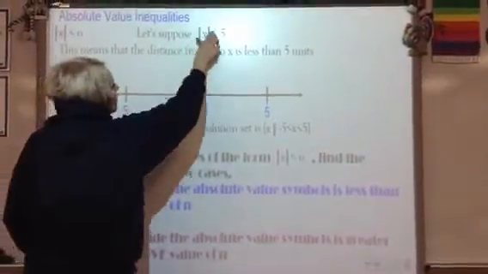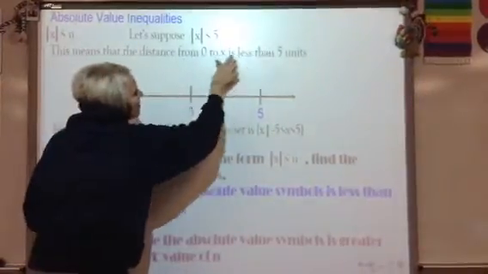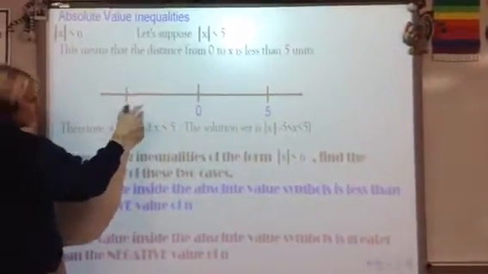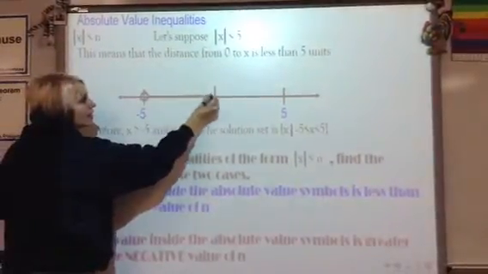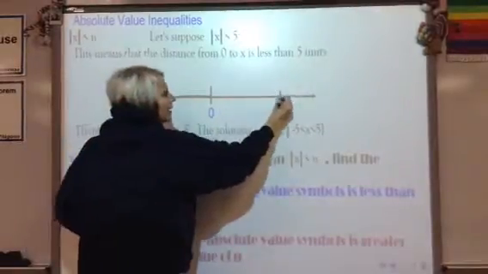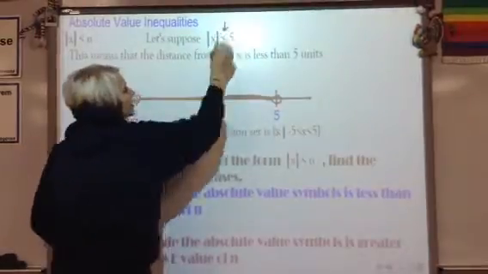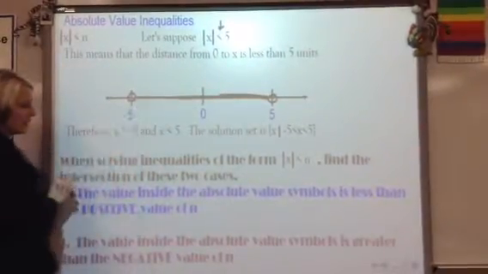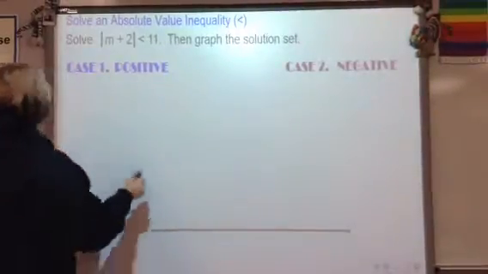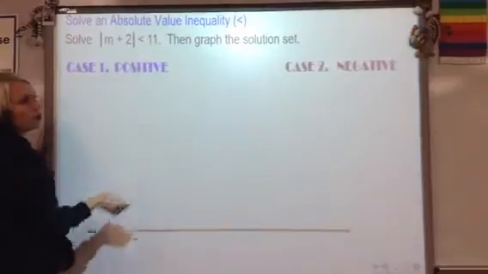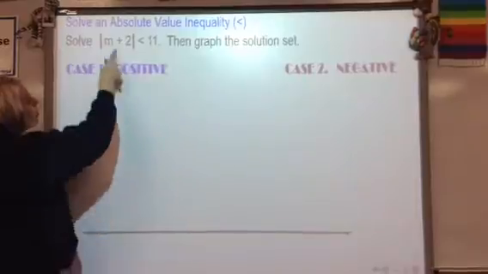Let's suppose that whatever's inside is less than 5. So that distance has to be less than 5 units. If you look here, this is -5. It has to be less than 5 steps this way and less than 5 steps this way. Do you see how this less than symbol creates an intersection, which is a line segment? All of our graphs are going to be that same way. So here's our less than symbol. We know we're going to have a line segment, but we do have to solve for the variable.